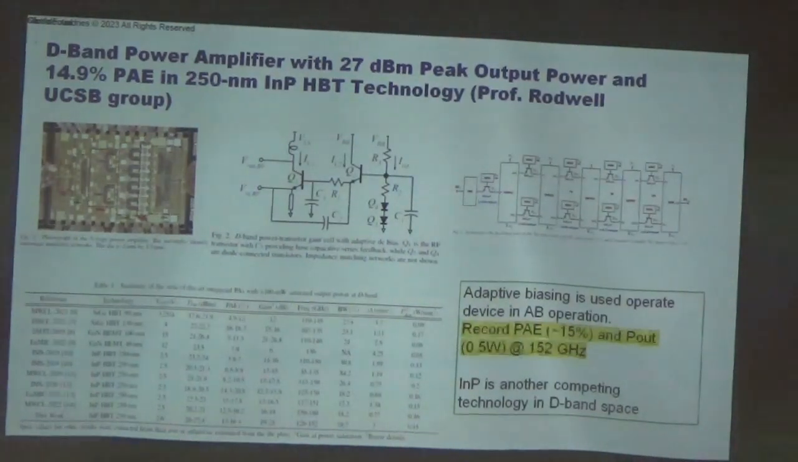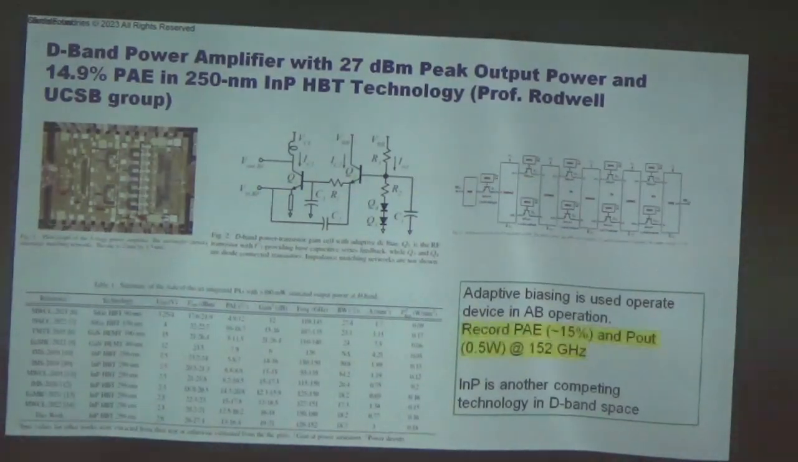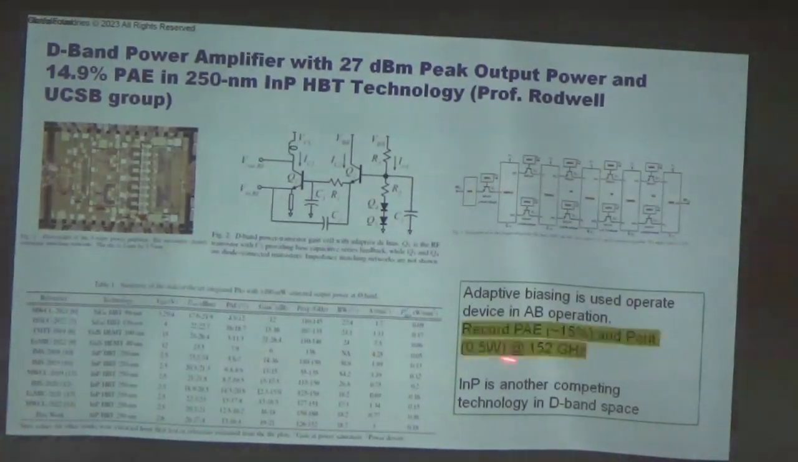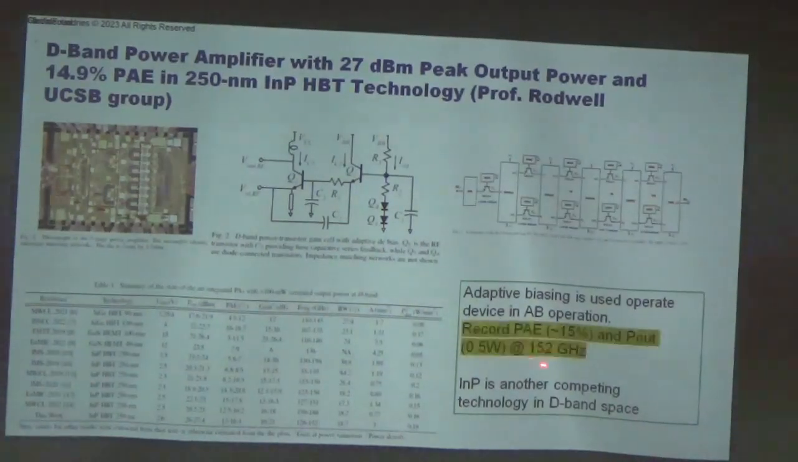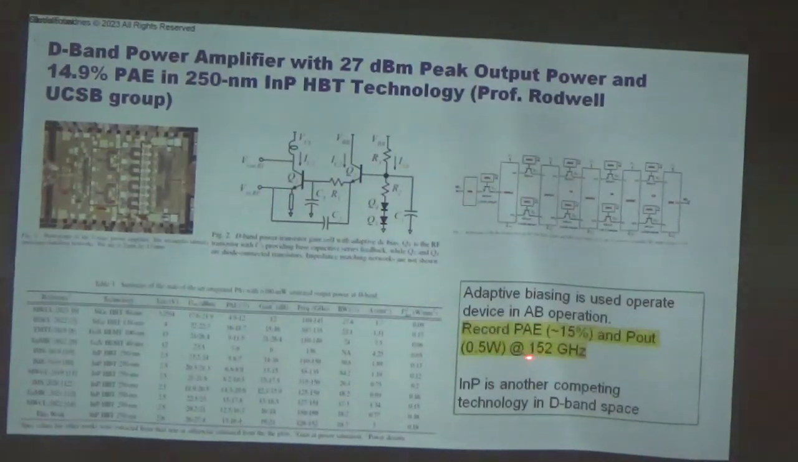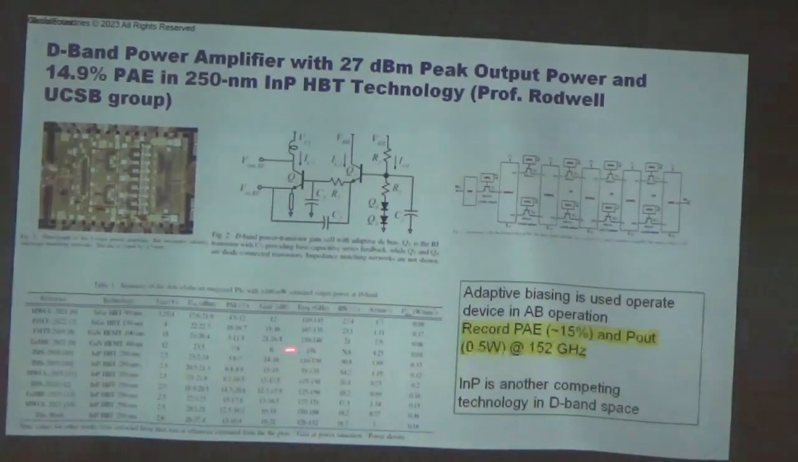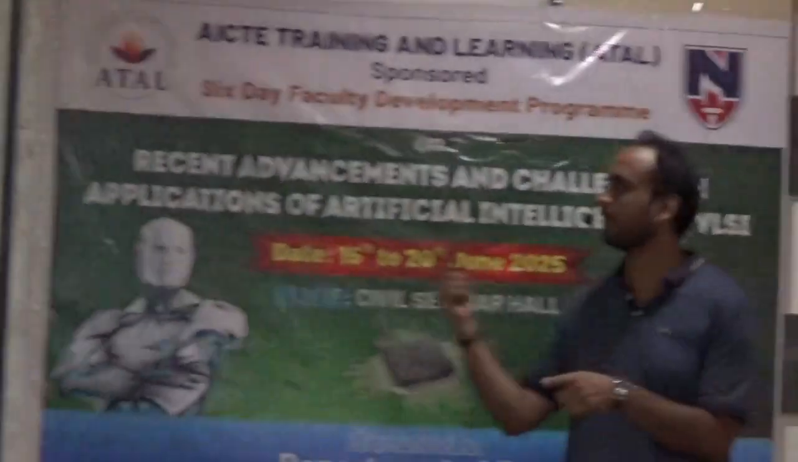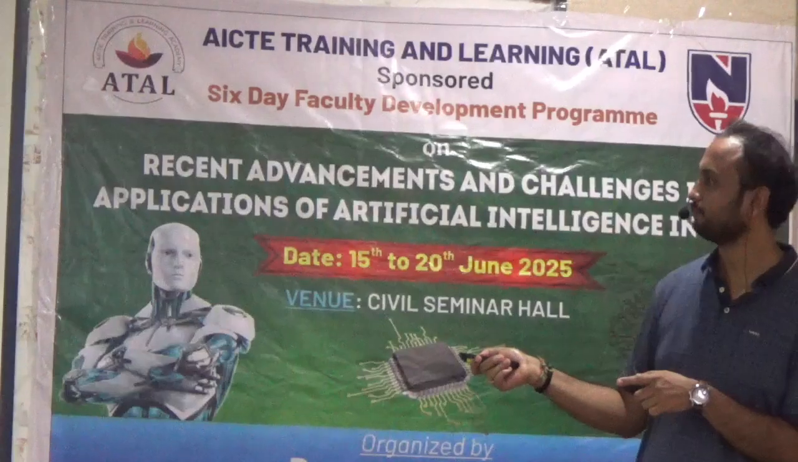Right now, the researchers who are working here are divided into two areas. One group is working on gallium nitride, the other on indium phosphide. In indium phosphide also, there is one paper which demonstrates almost 15% PAE at 152 gigahertz. This frequency is higher than the last one, and it is almost half a watt of power from this amplifier. So this is again one competitive technology, indium phosphide and gallium nitride, which when we use in 3D integration, we can actually improve the performance with these two.